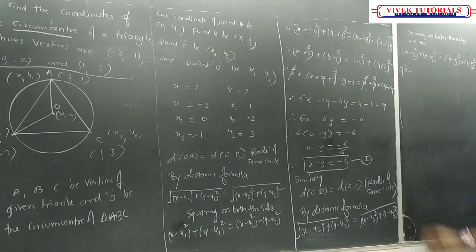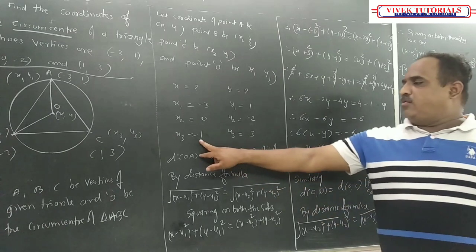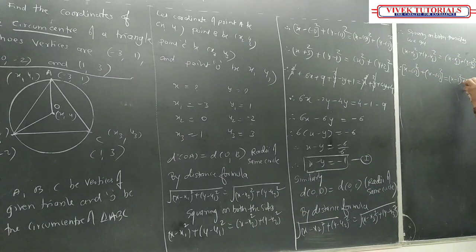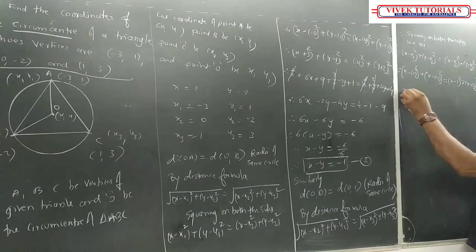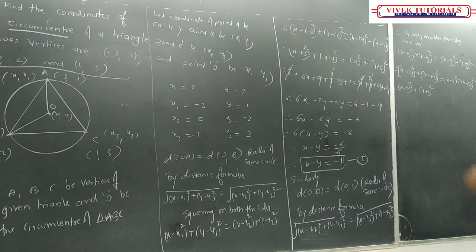Therefore, x2's value is 0, so I'll put 0, plus y minus y2 is nothing but y minus minus 2, the whole square, is equal to x minus x3, which is 1, and y minus 3 the whole square. So what you are getting is x minus 0 the whole square, y plus 2 the whole square is equal to x minus 1 the whole square plus y minus 3 the whole square.